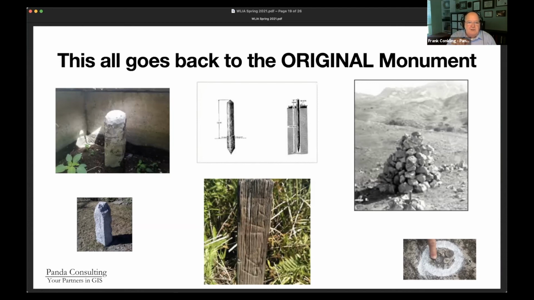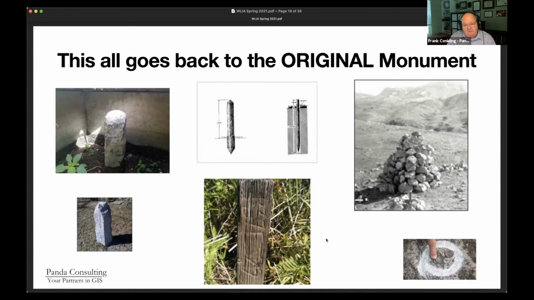samples of original monuments. Most original monuments, especially as it relates to the public land survey system, were materials that were available in the area. In the center, you see what looks like a wood post in the middle of some greenery. This is actually a sample of what we see down here in Florida, because there weren't really rocks or that many stones down here in Florida. We're primarily swampland.